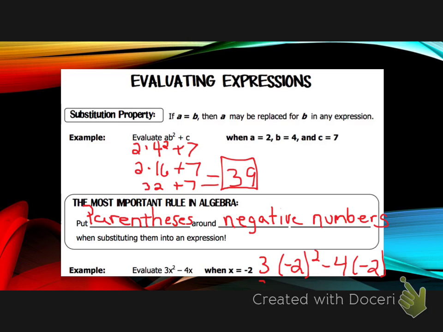So now we've got 3 times negative 2 squared is a positive 4, minus 4 times a negative 2 is a negative 8, so minus a negative 8. We can keep change, which would just be plus 8. 3 times 4 is going to give us 12, plus 8 is going to equal 20.